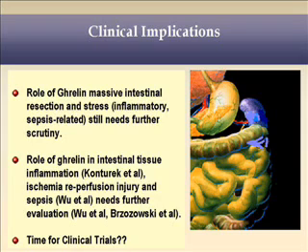The role of ghrelin in massive intestinal resection, stress, inflammation, and sepsis still needs further scrutiny. The role of ghrelin in intestinal tissue inflammation, ischemia reperfusion injury, and sepsis needs further evaluation. And finally, we already know from Wu et al. studies that ghrelin has potent effects in intestinal inflammation and ischemia reperfusion.